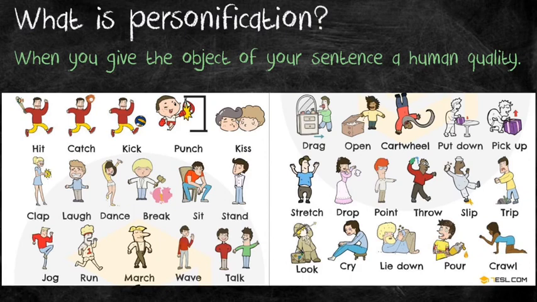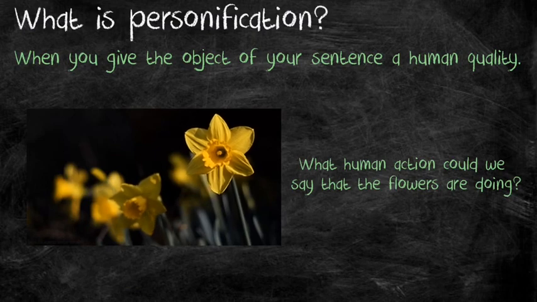Right, time for my favourite sentence, so personification sentences. So this is when you give the object of your sentence a human quality. So you're going to tell me that your object is doing something that a human would do, even though it can't actually do that thing. So let's have a look at this picture here. I have got a lovely daffodil, my favourite flowers in the world.